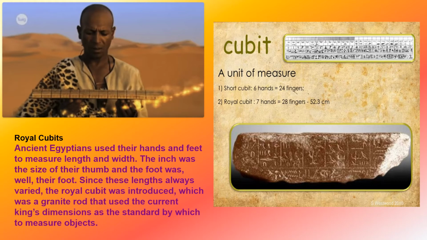The inch was equal to the size of their thumb, and the foot was always used as foot only. Since these lengths always varied for different people, the royal cubit was introduced, which was a granite rod that used the current king's dimensions as the standard by which to measure objects. By introducing this royal cubit, the Egyptians now started having a standard measurement to measure objects.